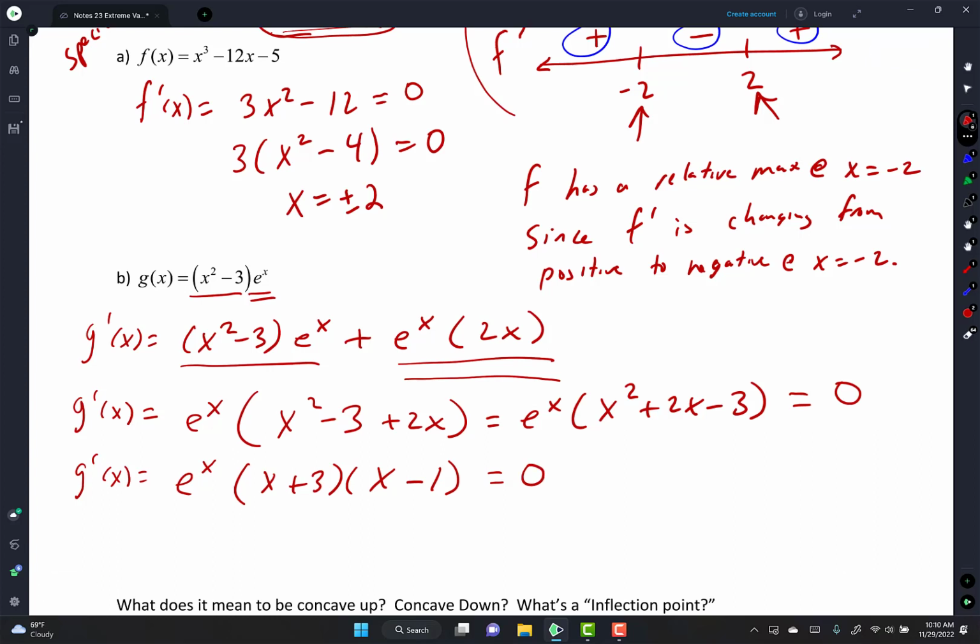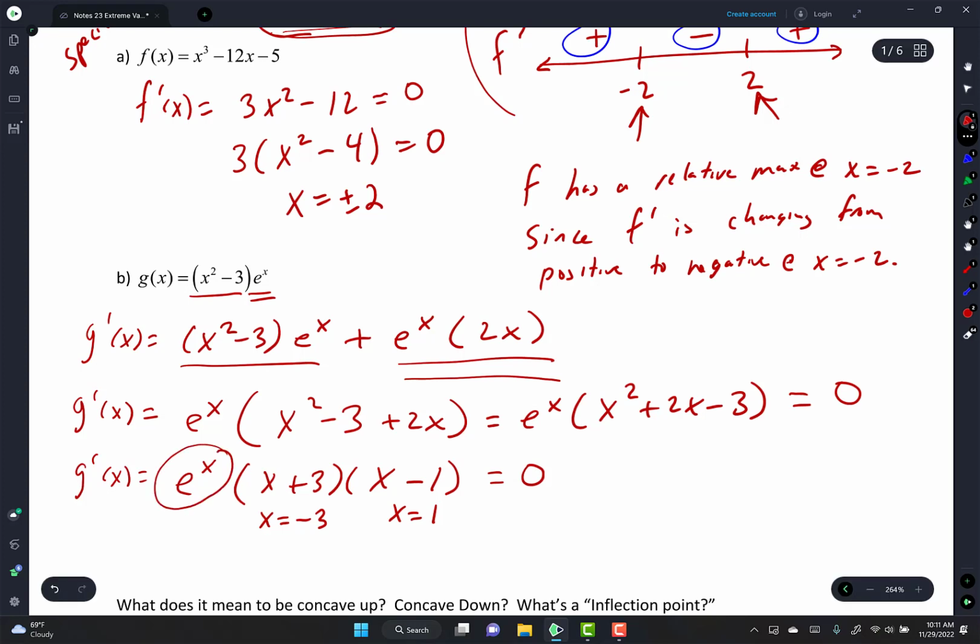Are we still okay, guys? So here are my critical numbers. I have a critical number at -3, and I have a critical number at 1. Why? Because -3 plus 3 is 0, and 0 times anything is 0. 1 minus 1 is 0, and 0 times anything is 0. Do I have any critical numbers from e to the x?